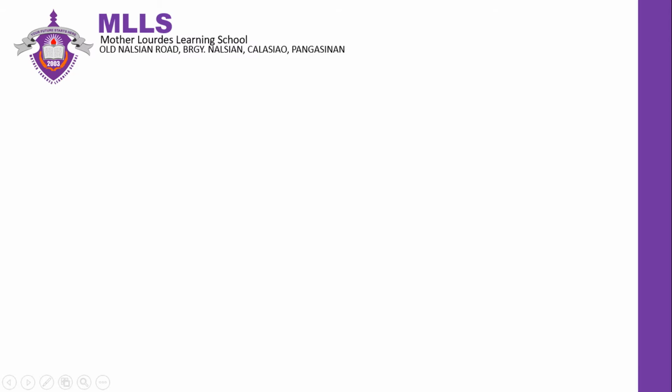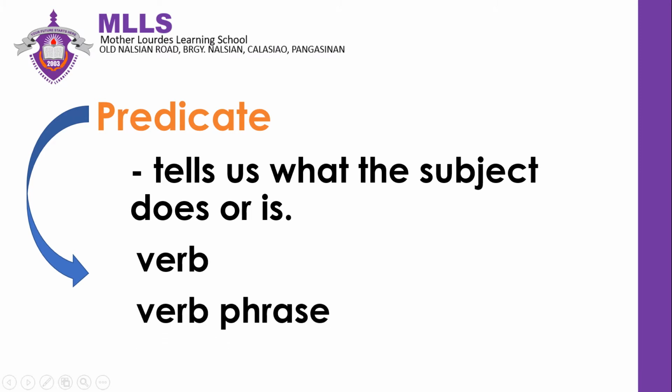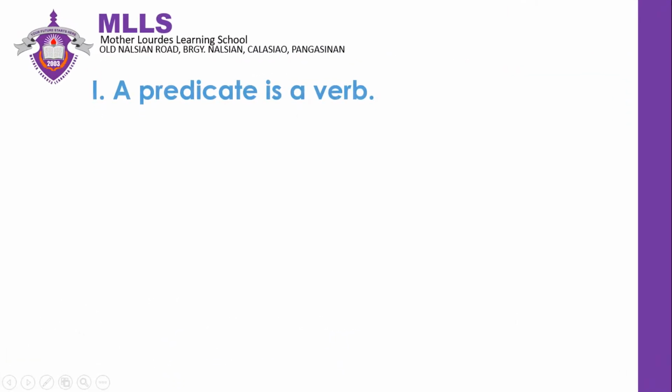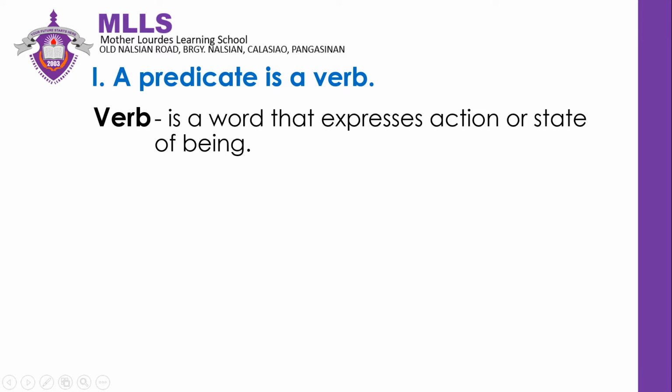We already studied subject, which can be a noun, pronoun, phrase, or clause. Now, let's talk about predicate. What is a predicate? Predicate tells us what the subject does or is. A predicate can be a verb or verb phrase. A predicate is a verb. What is a verb? A verb is a word that expresses action or state of being.